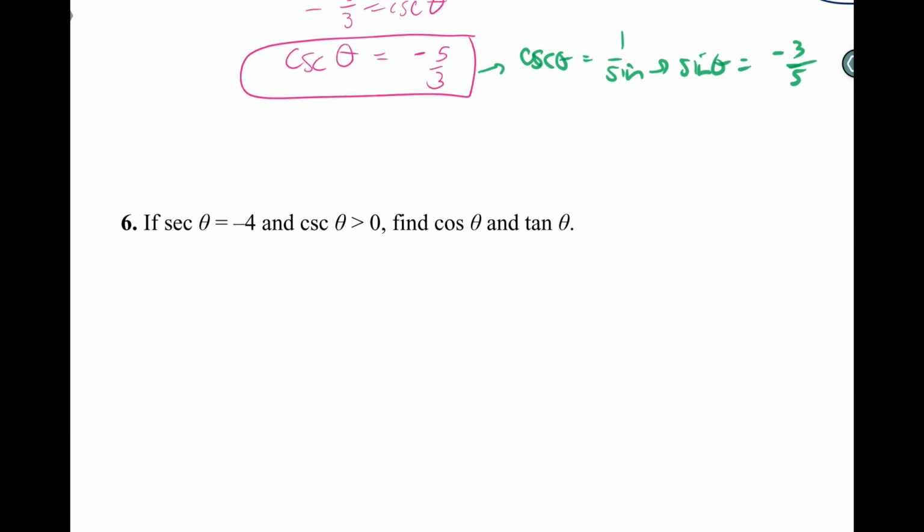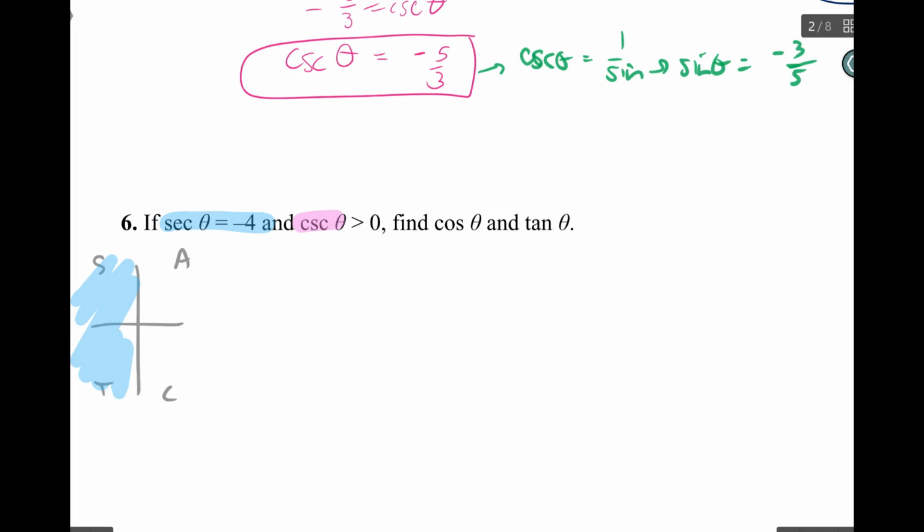Cool. Alright, last one from this part. If secant theta equals -4 and cosecant of theta is greater than 0, find cosine theta and tan theta. Let me figure out what my sign should be. Secant is -4. Secant's reciprocal of cosine. So where is cosine negative? Cosine's negative where x is negative, right here.